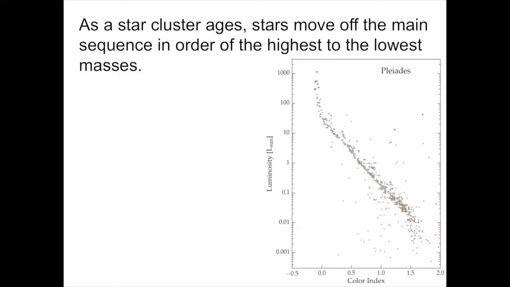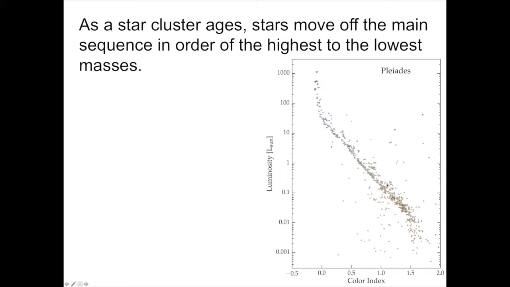As a star cluster ages, stars move off of the main sequence in order of the highest mass stars to the lowest mass stars. The highest mass stars are the shortest lived, and the lowest mass stars live the longest. The way we make these observations is by choosing a cluster, like the Pleiades cluster here. The familiar seven sisters of the nighttime sky are not alone in space. They're only the seven brightest stars in a very rich open cluster containing nearly 1,000 stars.